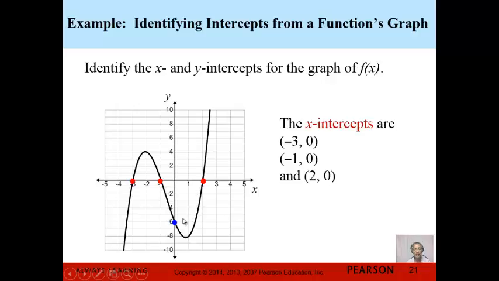Now let's find our y-intercept. That's our blue point. So to be on the y-axis, x has to be 0. So notice y is negative 6 and x is 0. And that is our last topic for this section.